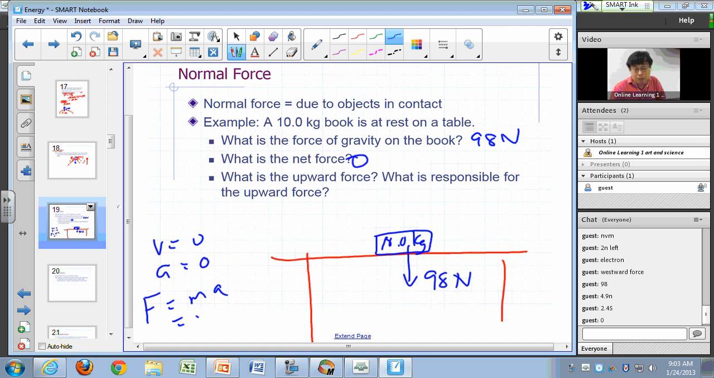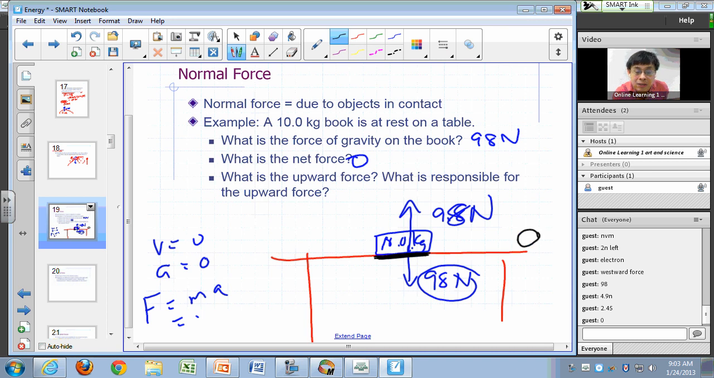So there must be some other force that's counteracting that 98 newton force that the Earth is exerting on the book. What's that? An upward force that's responsible. So there must be a 98 newton force acting on that book in the opposite direction, so that the total force on that book is 0. What's responsible for that upward force? There must be a force being exerted on that, and that force is due to the atoms right here at the boundary between the book and the table.